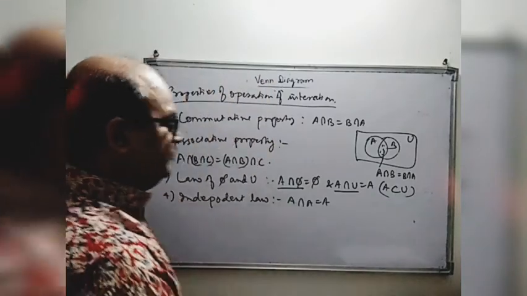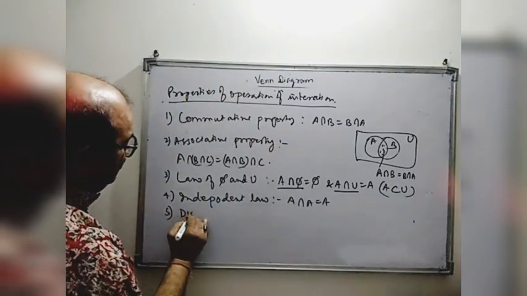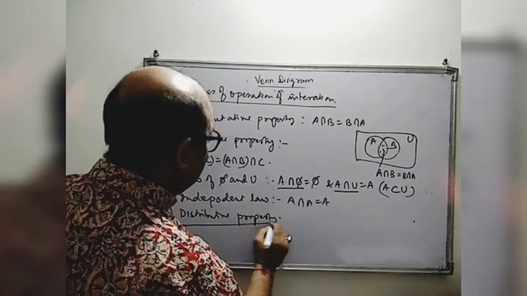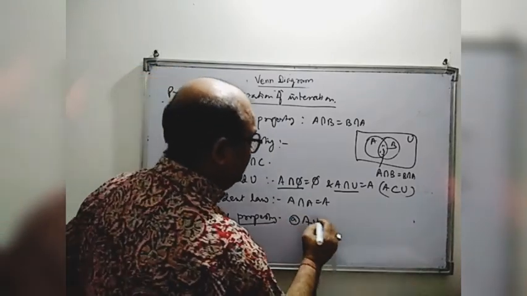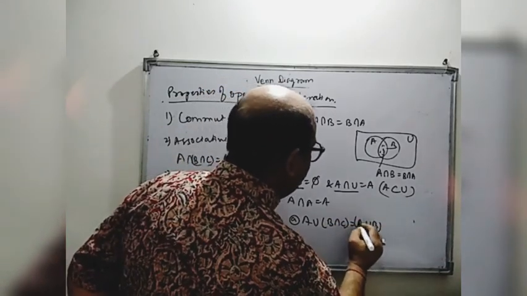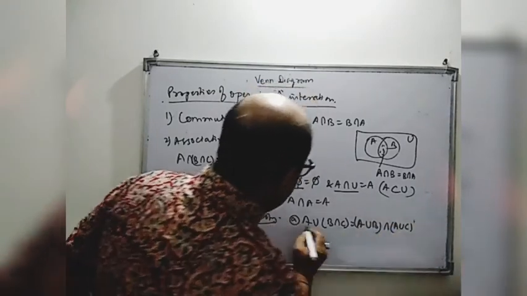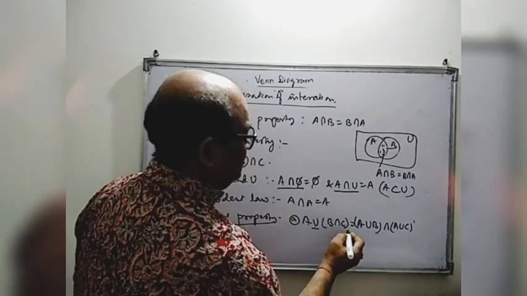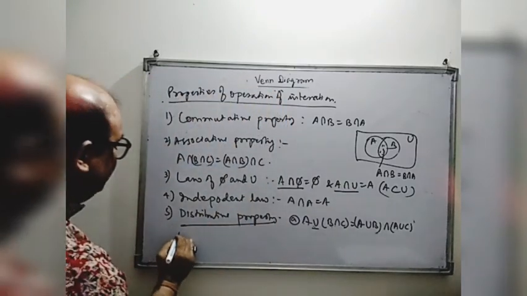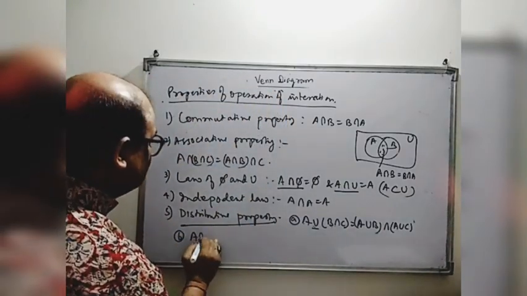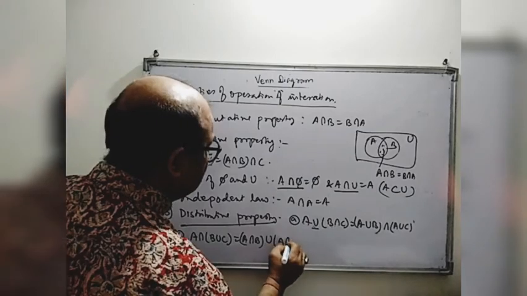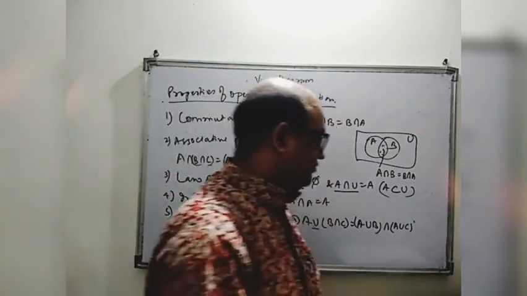Now, it follows the distributive property. This is very important. Distributive property, number 8: A union B intersection C equals A union B intersection A union C. Similarly, A intersection B union C equals A intersection B union A intersection C. This I will prove by Venn diagram.